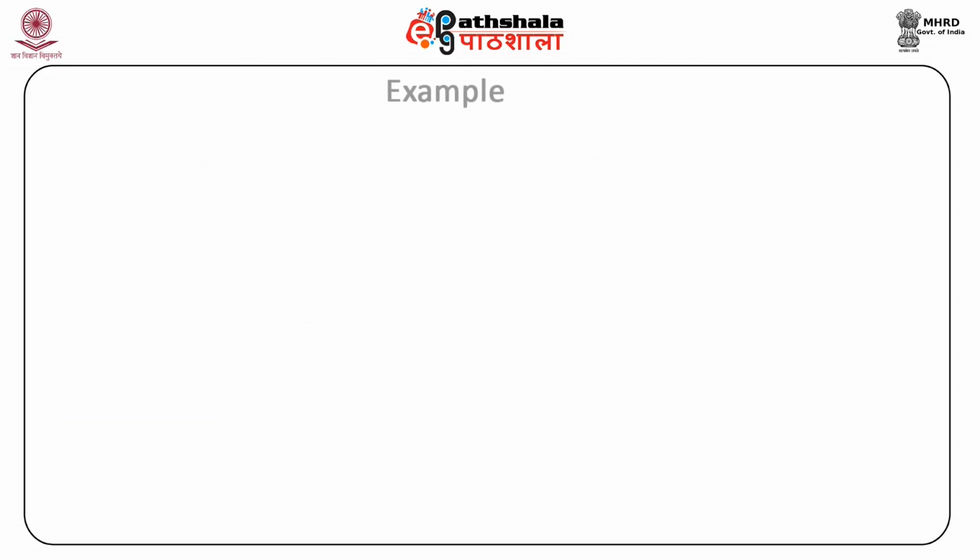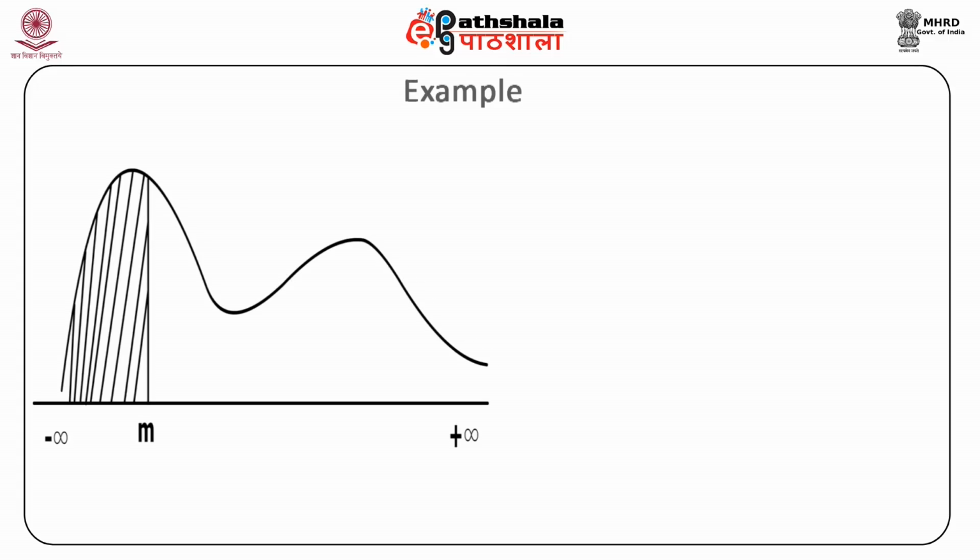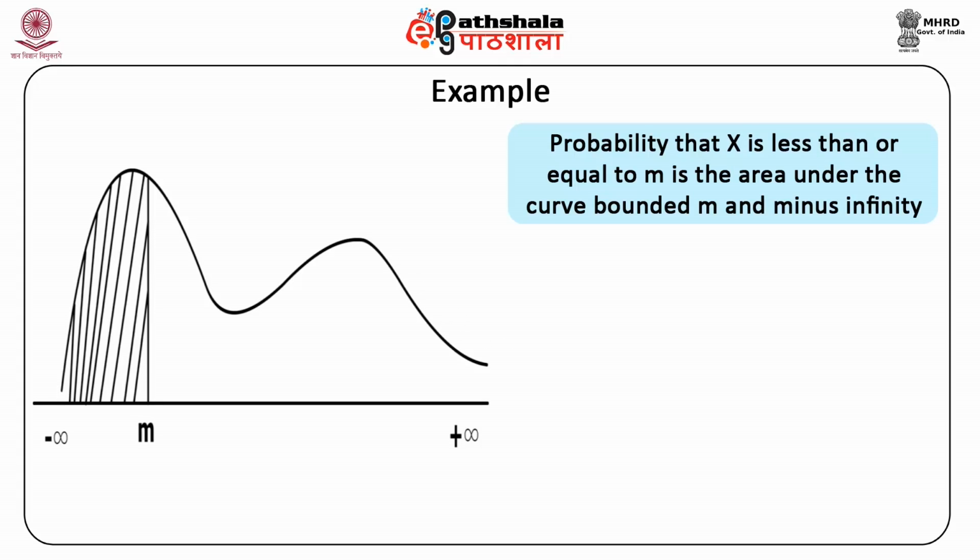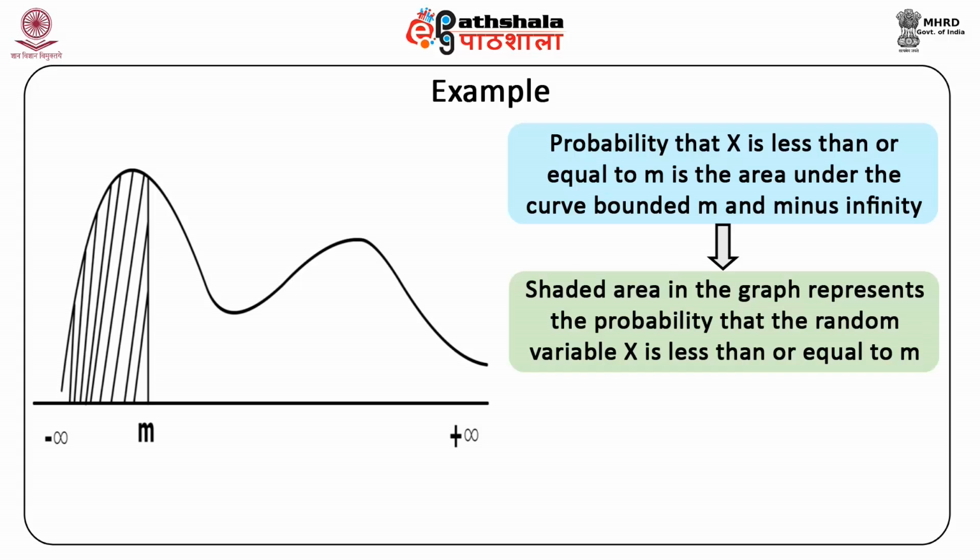Consider the probability density function shown in the graph. Suppose we want to know the probability that the random variable x was less than or equal to m. The probability that x is less than or equal to m is equal to the area under the curve bounded by m and minus infinity, as indicated by the shaded area. The shaded area in the graph represents the probability that random variable x is less than or equal to m.